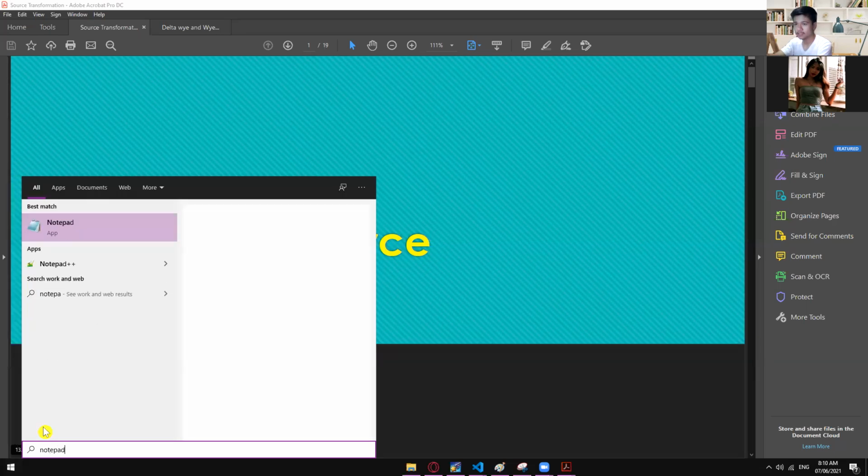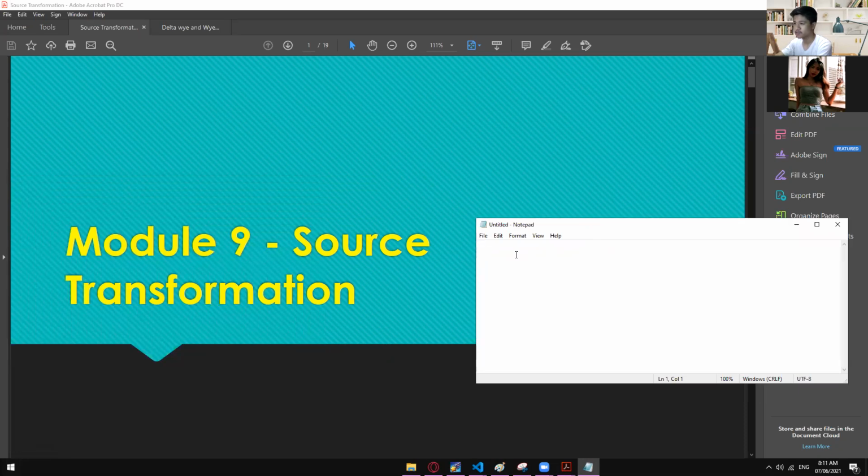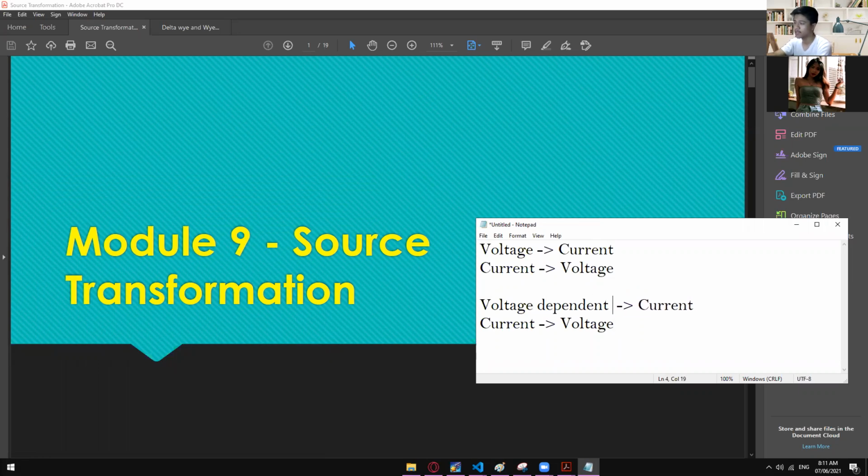So to give you a brief idea, when we say source transformation, we only have two sources, right? So it could be from voltage to current or from current to voltage. Either of those two. We also have additional cases wherein a voltage is dependent on current, and then a current which is dependent on voltage. So we have some cases like that.